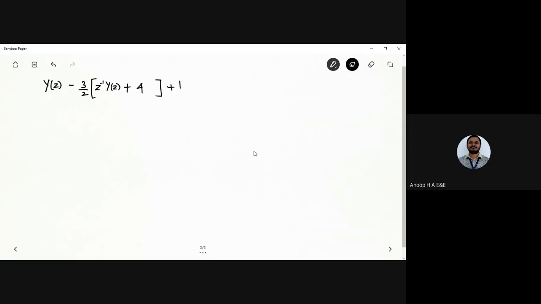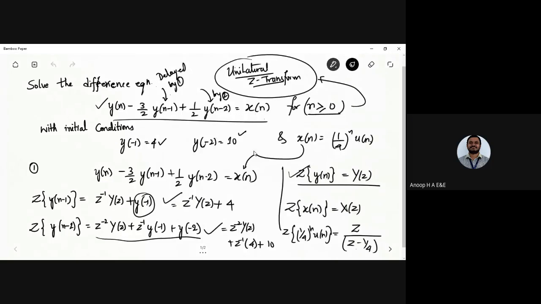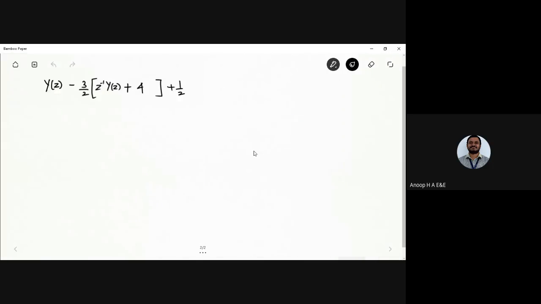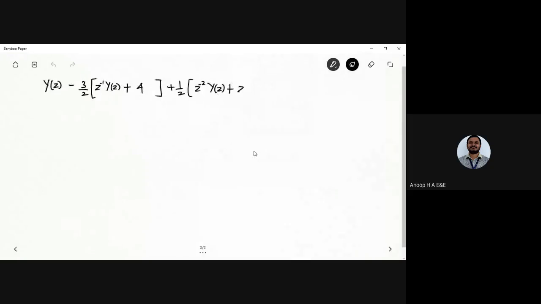Plus 1 by 2 y of n minus 2. What is y of n minus 2 here? That y of n minus 2 would be Z power minus 2 Y of Z plus Z power minus 2 Y of Z plus Z inverse into 4 plus 10. Okay, that would be equal to the Z transform of x of n.